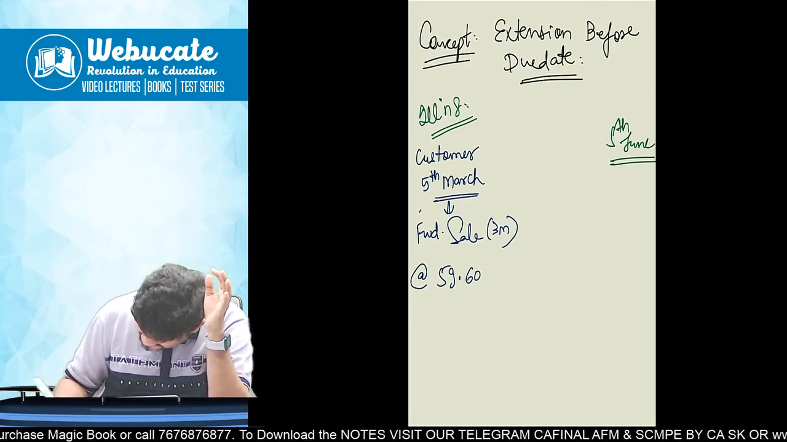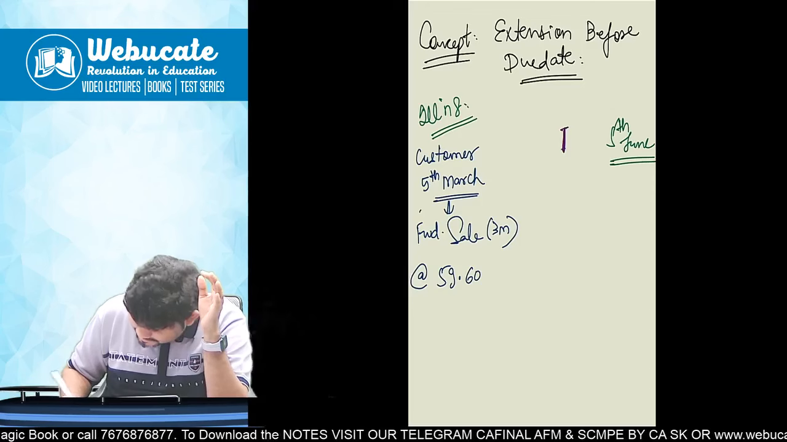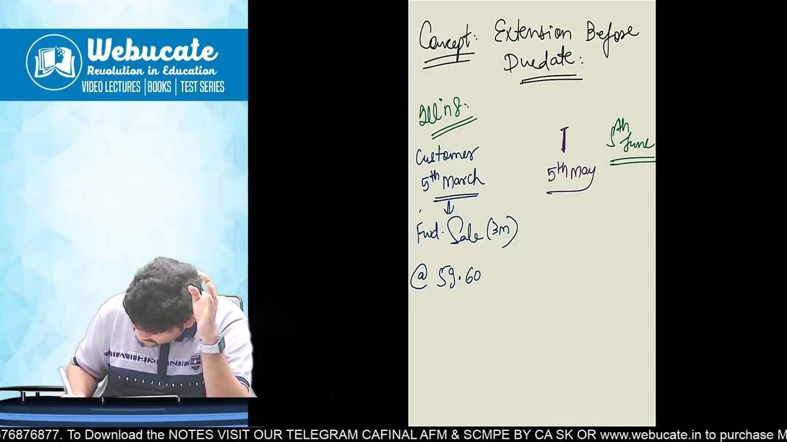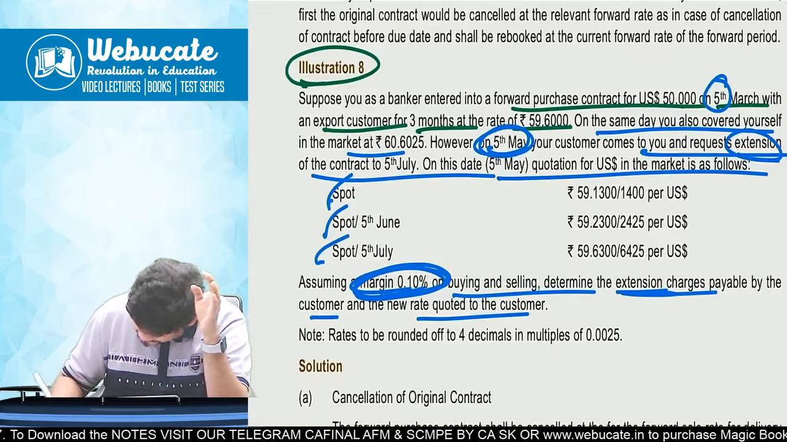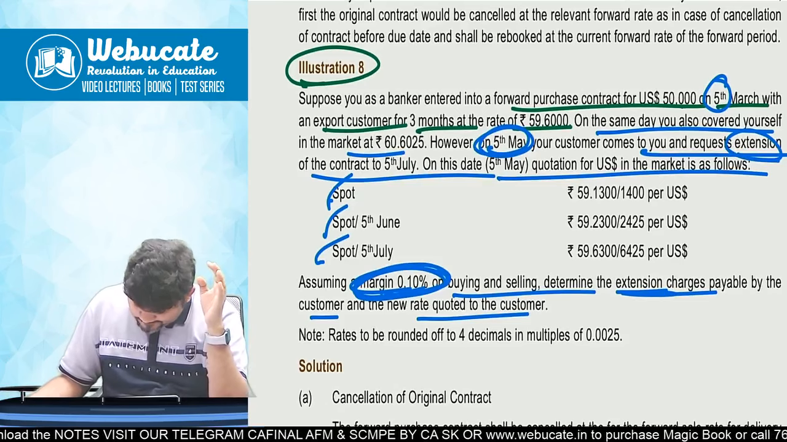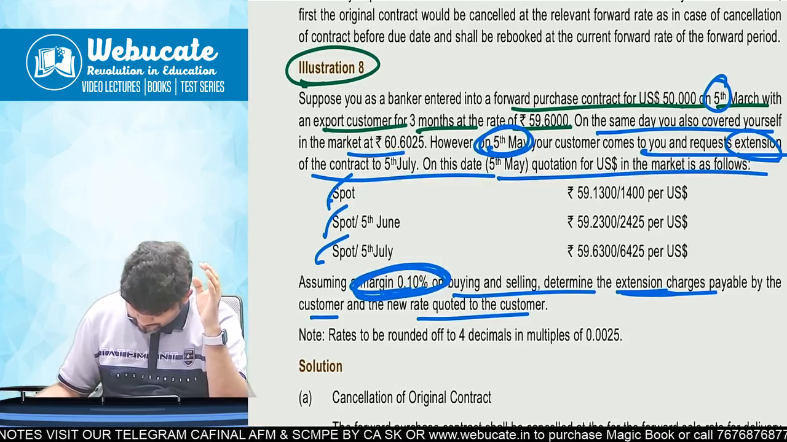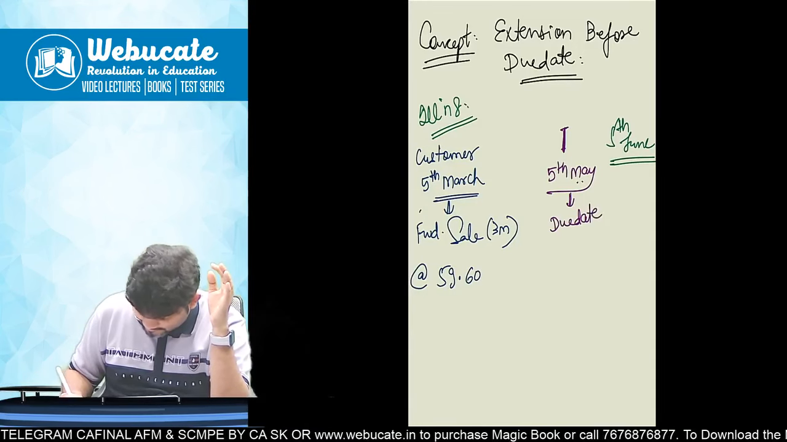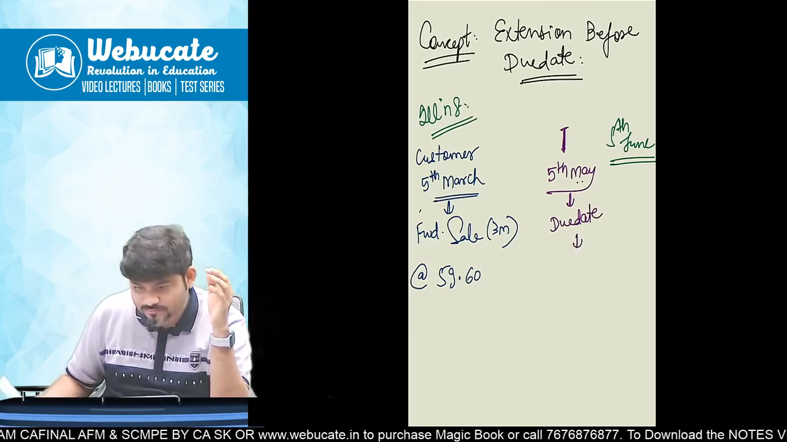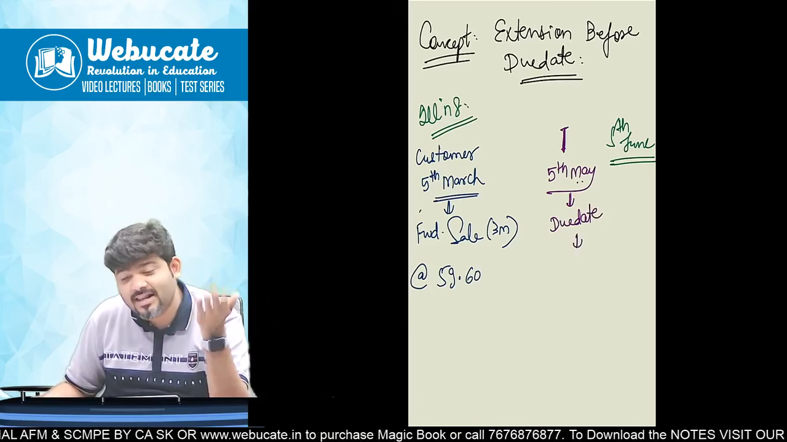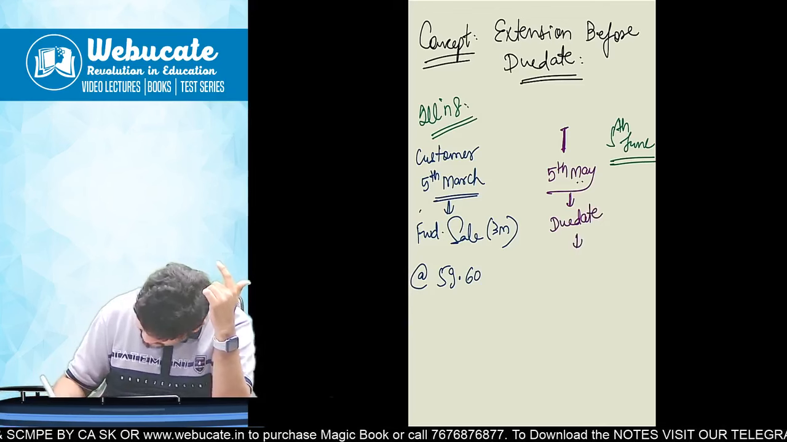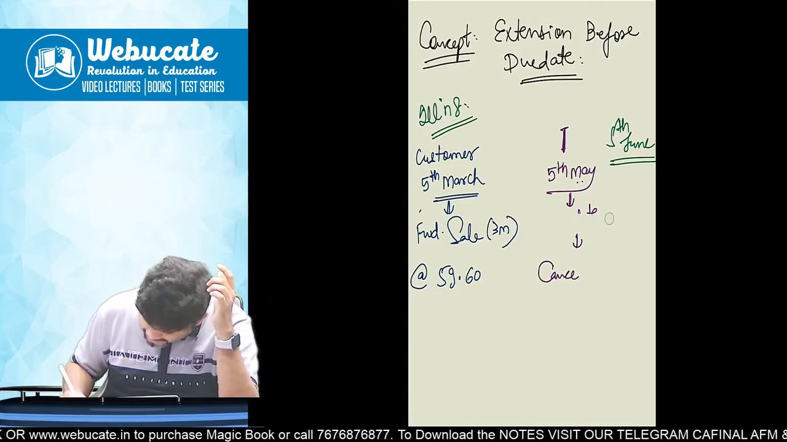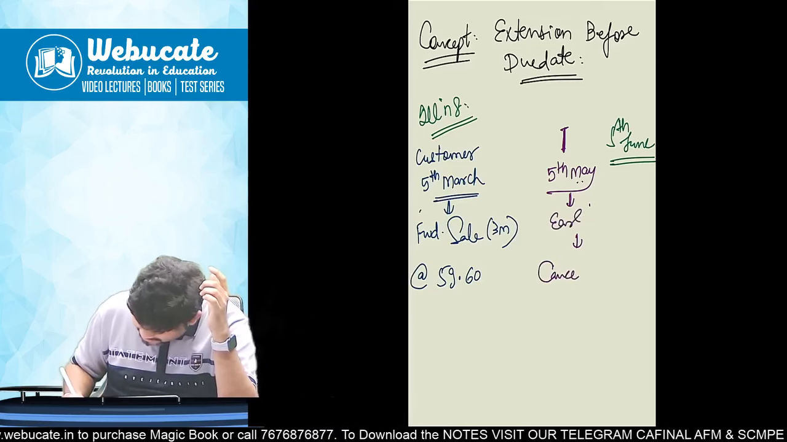Okay, so what happens on 5th May? What happens? Due date, cancel after 1 month. So how will you do it? How will you cancel? On due date? No, not on due date. Earlier than due date. Early.